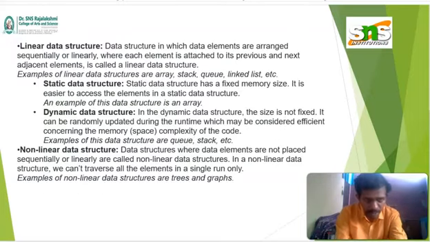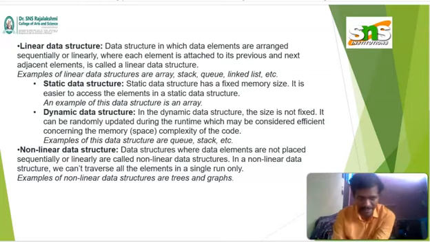Now we can see what is meant by a linear data structure. A linear data structure is a data structure in which data elements are arranged sequentially or linearly, wherein each element is attached to its previous or next adjacent element. Data structure here means arranging sequentially, orderly or linearly.